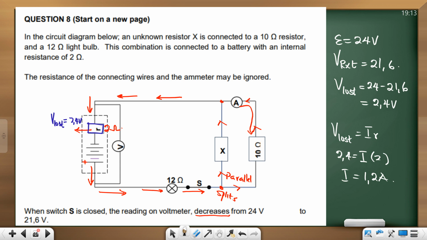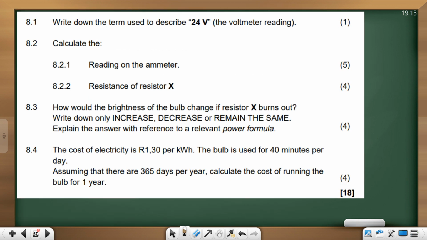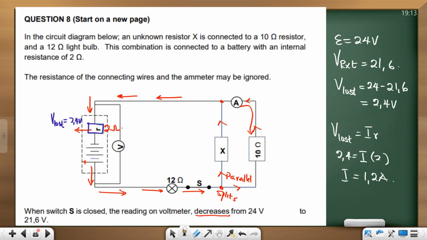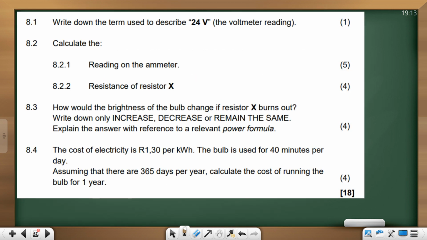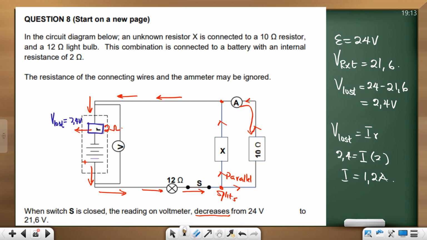Just this one piece of information. Check what we've done. Let's go and look at the question. Question 1. Write down the term used to describe 24 volts. It's up there. EMF. Number 2. Calculate the reading on the ammeter. I am done. 5 marks.